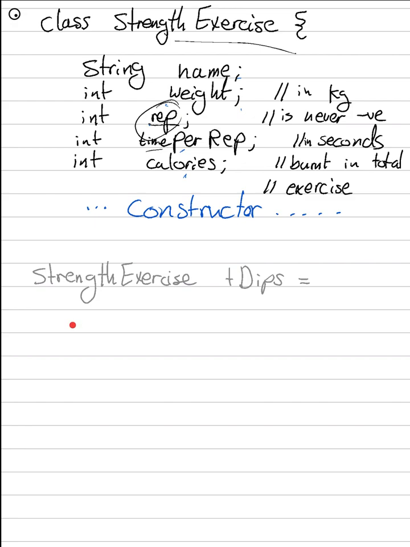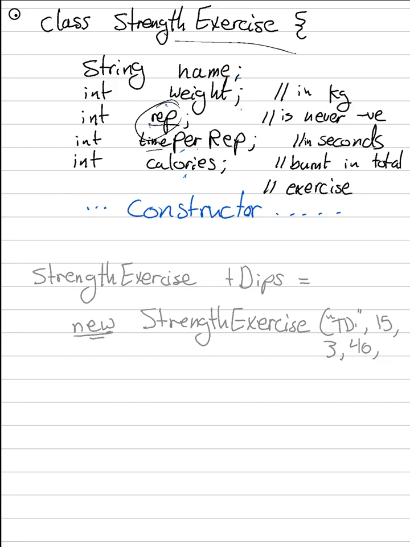Remember how we created a new example of something? We have new, the keyword in Java. And it's going to be a new strength exercise, right? Right, yes. Strength exercise. And we're going to give it the name T-dip. TD, actually. And let's see, the weight is going to be 15 kilograms. The repetitions is going to be 3 reps. And each rep is going to take 40 seconds, let's say. And for calories, it's going to burn 20 calories total. Does that make sense? I would agree, yes, makes sense.